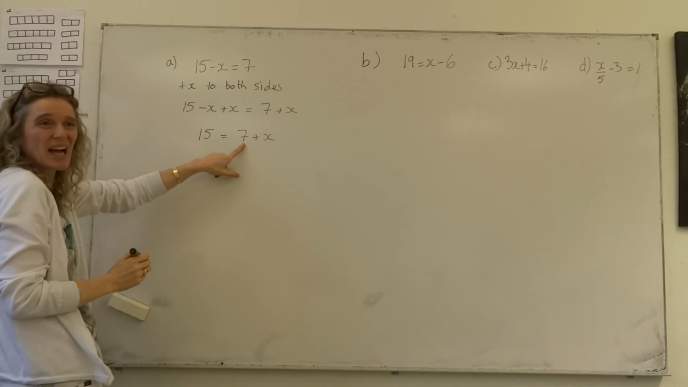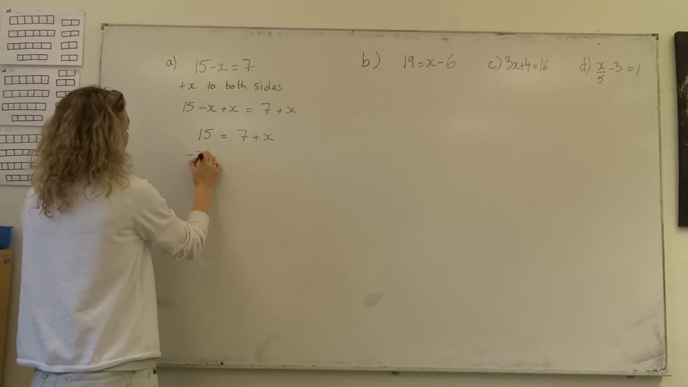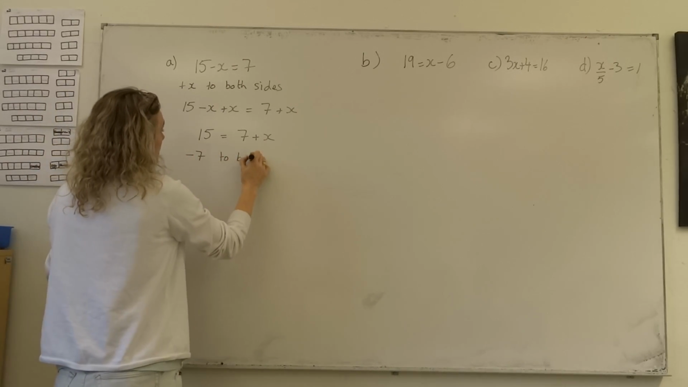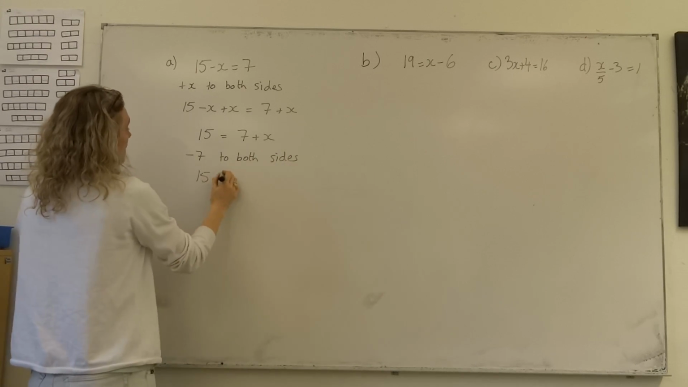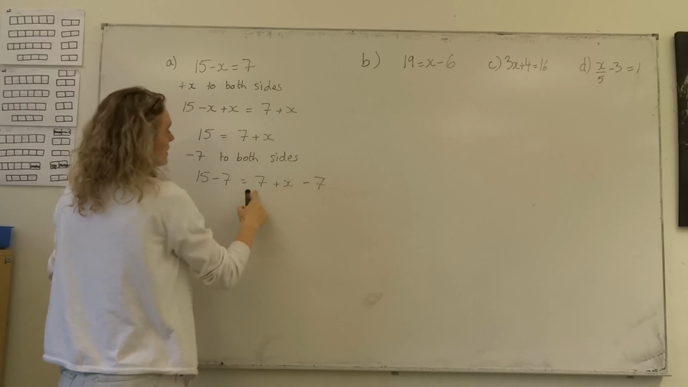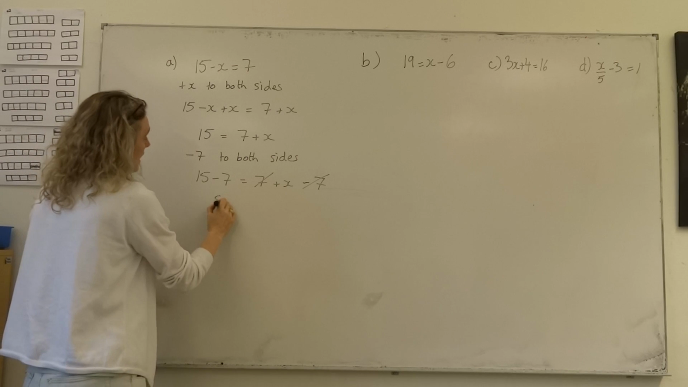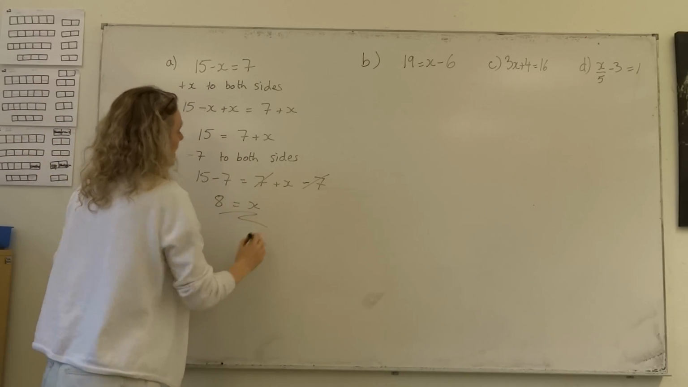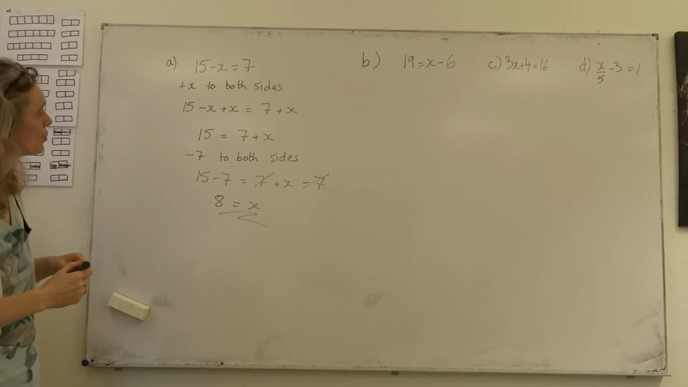I've got a number here and a letter, so let's take the 7 over to the other side. So minus 7 to both sides. 15 minus 7 equals 7 plus x minus 7. 7 minus 7 will be 0. 15 minus 7 is 8. So x equals 8. 8 equals x or x equals 8. They're both the same thing. Doesn't matter which order they're in.